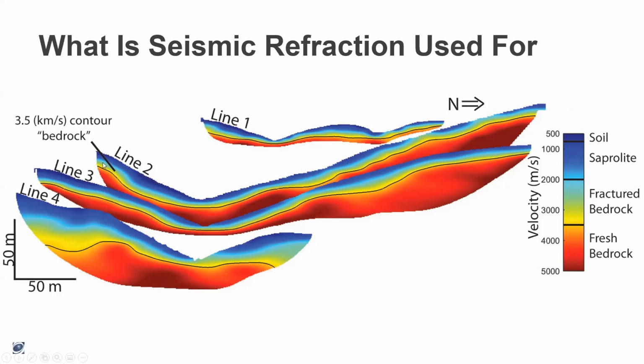So at this survey, this was a catchment in Idaho. For scale, line 2 is about 1 kilometer long as the crow flies. And we're looking up a drainage. So we're sitting at the bottom of the drainage looking up. And because of this established relationship between weathering degree and P-wave velocity, we're able to take the 3.5 kilometer per second contour and say that's the top of fresh bedrock. That's this black line here.